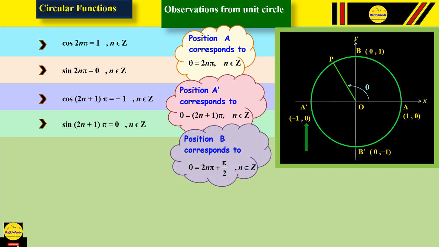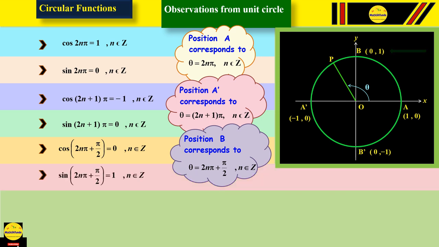Okay. Now let us go to position B. Now position B also is conveying something. Position B was having angle theta as 2n pi plus pi by 2. Okay. And here x coordinate is 0. That means x coordinate means cos of theta, means cos of 2n pi plus pi by 2. That is nothing but x coordinate, and x coordinate is 0. So cos of 2n pi plus pi by 2 is 0. Now similarly you can write result about sine theta also. Now sine theta is 1. That means sine of 2n pi plus pi by 2 equals 1. Now this is regarding position B.